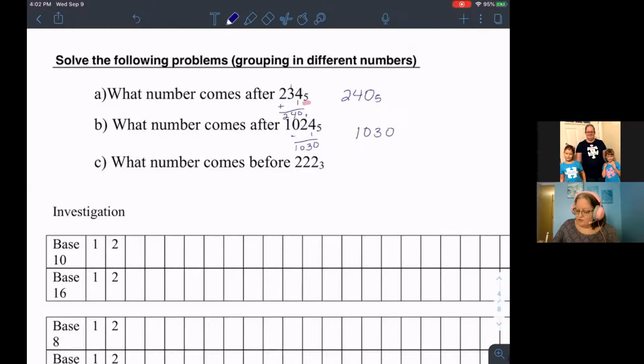And then this one is tricky. I messed up on it at first. What number comes before 222 in the third base? Well, you're only subtracting 1. So that would just be 221 base 3.